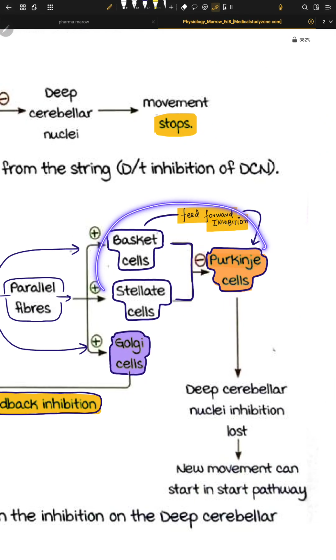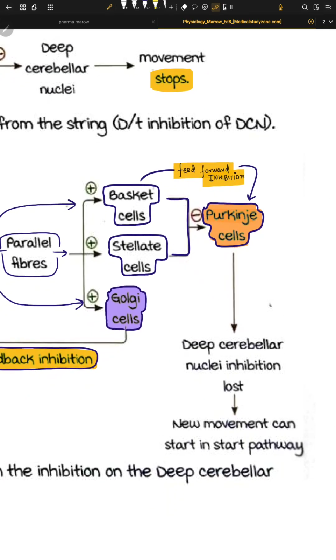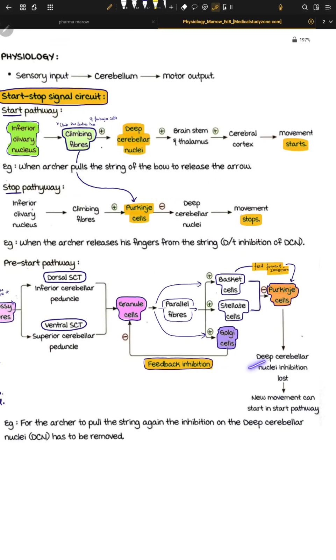What about this way? This is feed forward inhibition because they are inhibiting forwardly, right? They are not inhibiting backwardly. Golgi is not inhibiting forwardly. That's why it's called feedback. And feed forward inhibition is this. So Purkinje cells inhibit the deep cerebellar nuclei. Again, we need the deep cerebellar nuclei for the movement. If this is inhibited by Purkinje cells, the movement will stop. So when its inhibition is lost, they are activated, and movement starts.